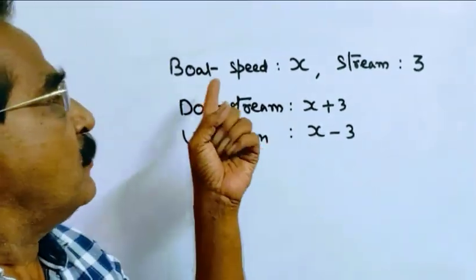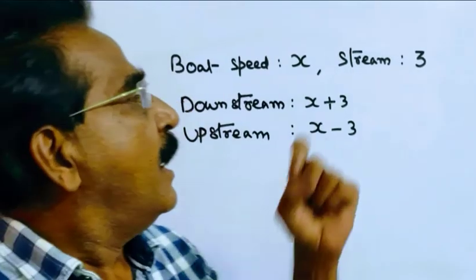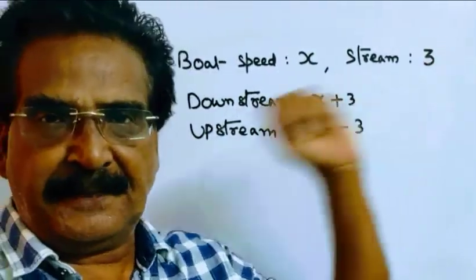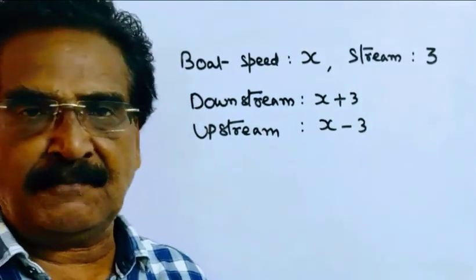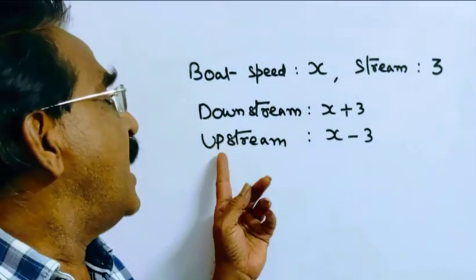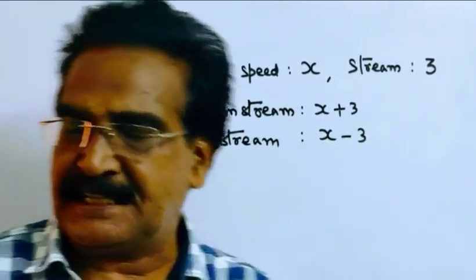Friends, say the boat speed in still water is x kmph, and the velocity of the stream is given as 3 kmph. Now the speed of the boat in downstream is x plus 3 kmph, and the speed of the boat in upstream is x minus 3 kmph.